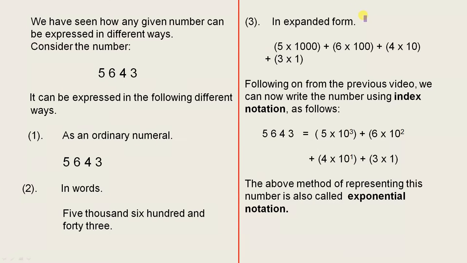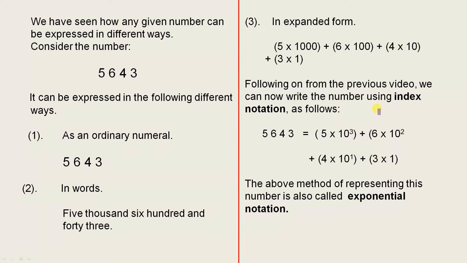In expanded form, that takes into account the place value of each of these digits. Remembering that's the ones column, the tens column, the hundreds column, and the thousands column. So it's 5 times 1,000 plus 6 times 100 plus 4 times 10 plus 3 times 1. You need to know place value in order to write it in expanded form, but we've done that before.